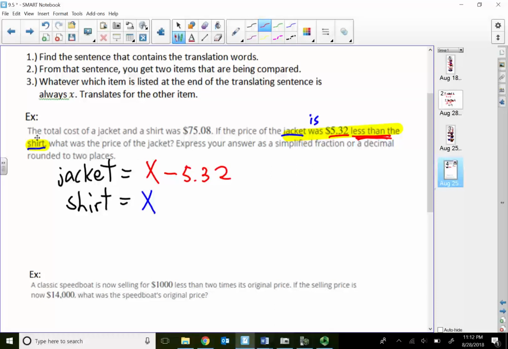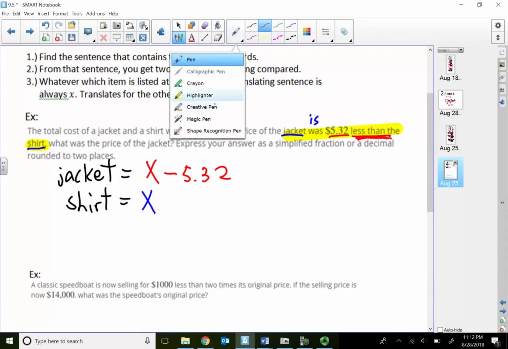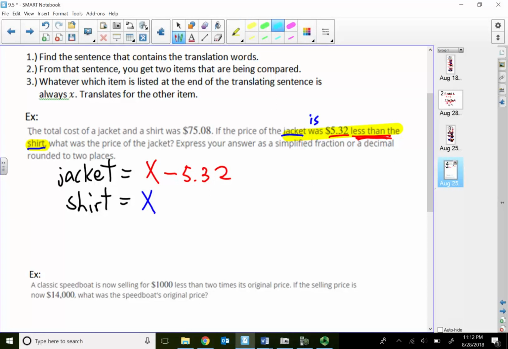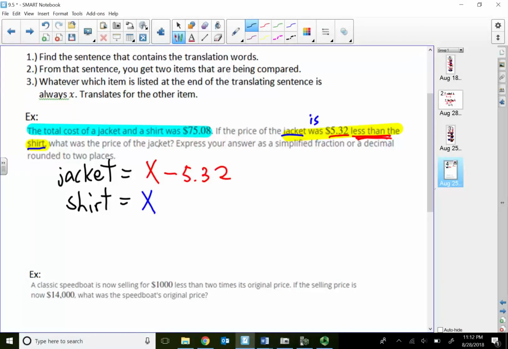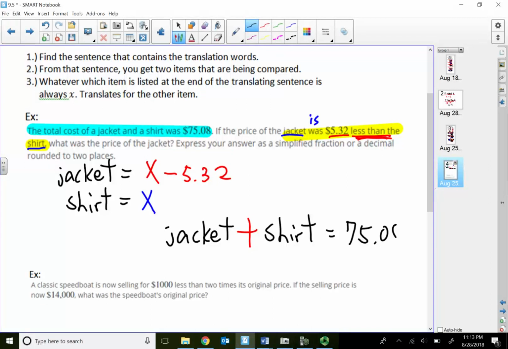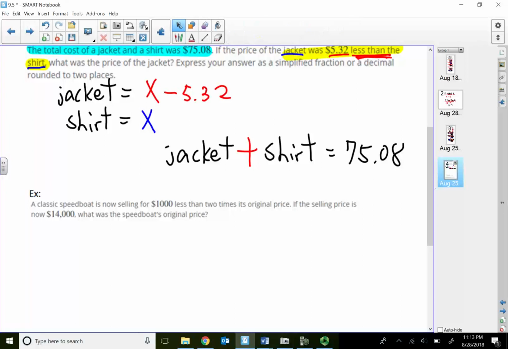So that means I need to go back to the first sentence. As a matter of fact, the very first sentence already told you how to write out the equation. It literally says the total cost of the jacket and the shirt was $75.08. That means the jacket and the shirt together means plus, is equal to $75.08. That's actually how I need to write out my equation. This is what my equation is going to look like.